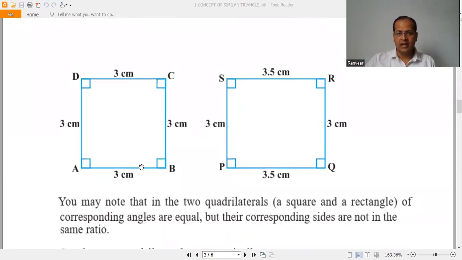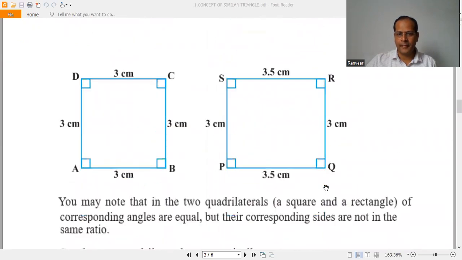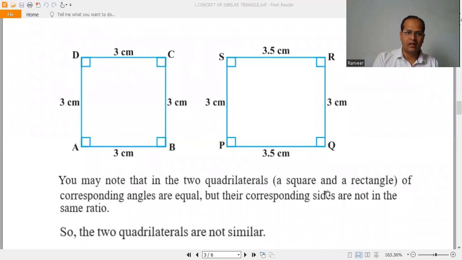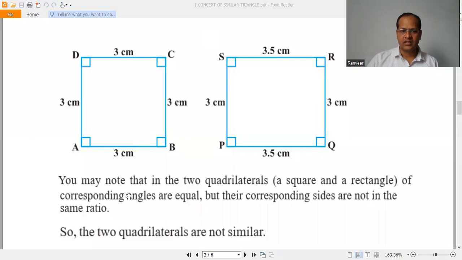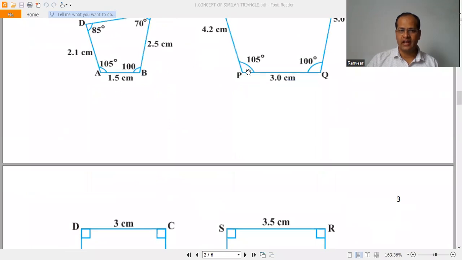This is 3 centimeter. So you see the diagram. You may note that in the two quadrilaterals, a square and a rectangle, the corresponding angles are equal, but their corresponding sides are not in the same ratio. This is 3, 3.5, this is 3, and this is 3. So this is not in the same ratio. So these quadrilaterals are not similar. Similarly, you can judge here ratio and angle.